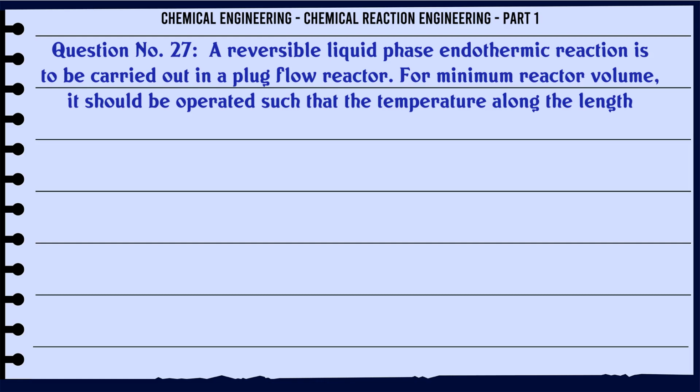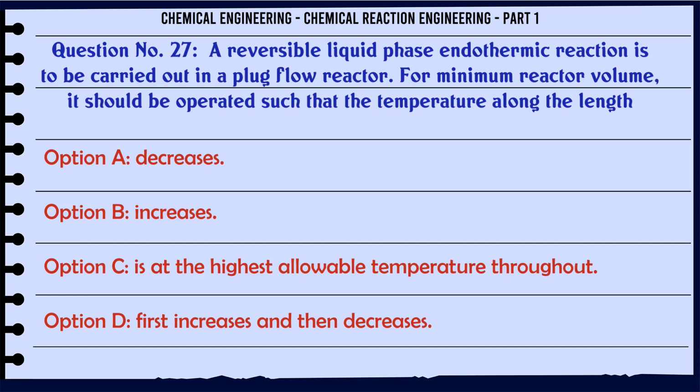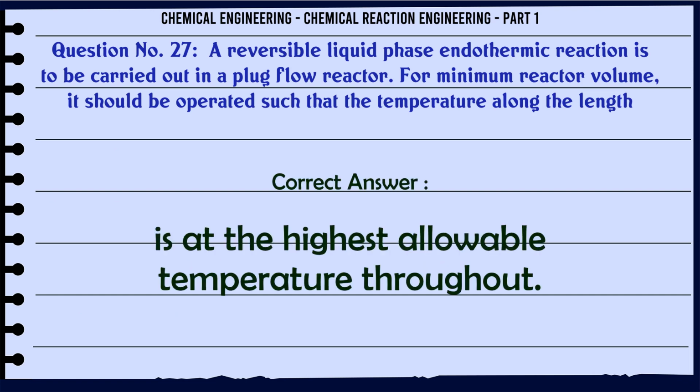A reversible liquid phase endothermic reaction is to be carried out in a plug flow reactor. For minimum reactor volume, it should be operated such that the temperature along the length A. decreases, B. increases, C. is at the highest allowable temperature throughout, D. first increases and then decreases. The correct answer is at the highest allowable temperature throughout.